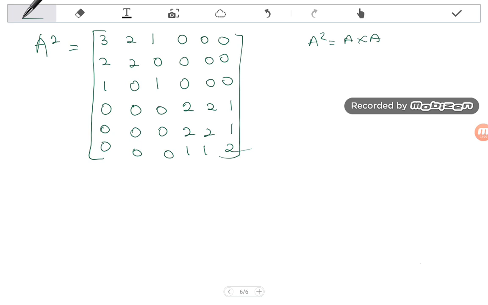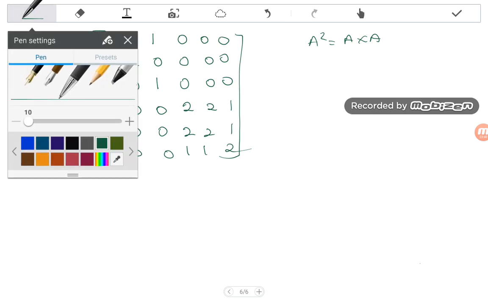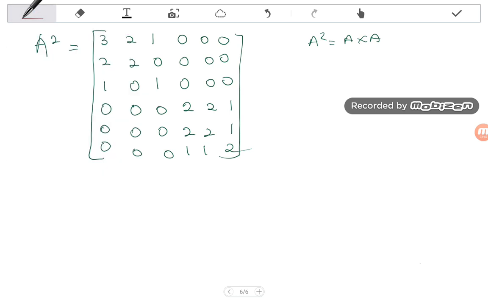Alright, so this is what I have. The diagonal entries represent the paths of length 2 that exist between a node and itself. Let me circle the diagonal. These are the diagonal entries, and they represent the paths of length 2 that exist between a node and itself. So if we go back to our network, then the 3 here represents all the paths of length 2 that exist between node A and back to itself.